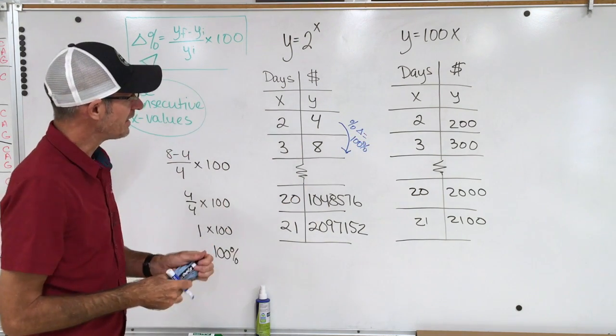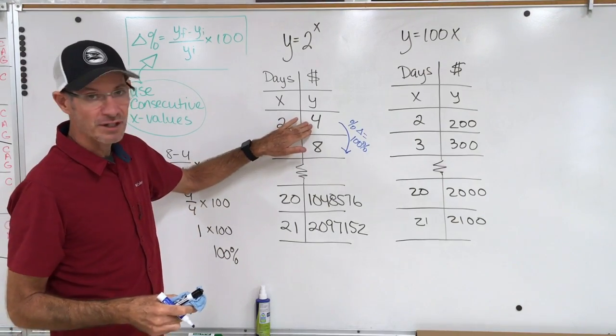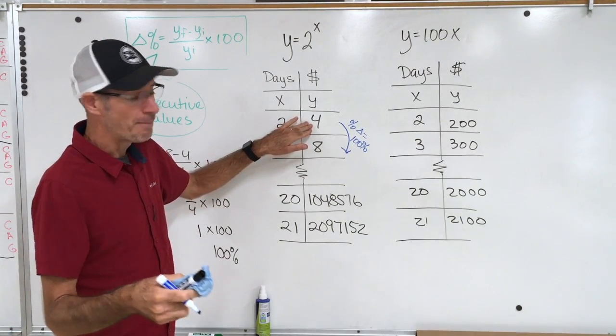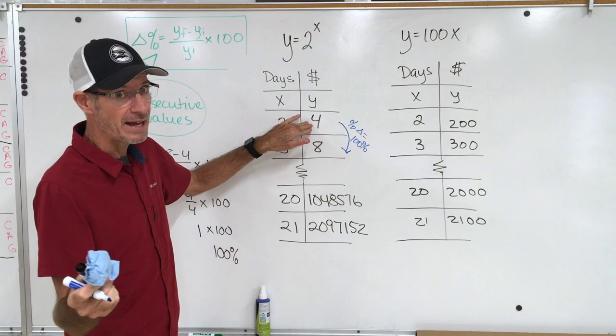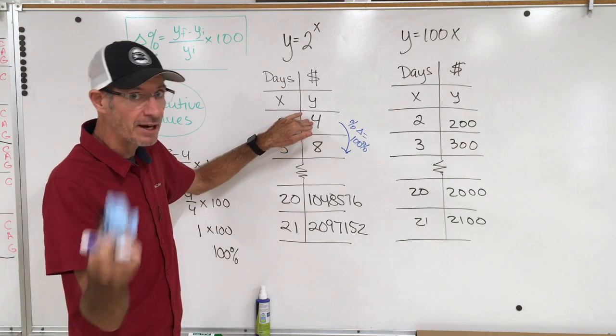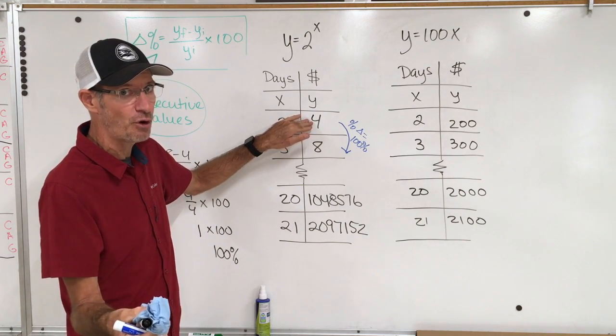Now, this makes sense. 100% of 4 is 4. So you already had 4. But you get 100% more of that. So if you already have 4 and you get 100% more than that, that means you have 2 4s, which is 8.